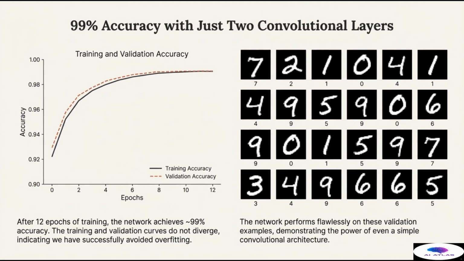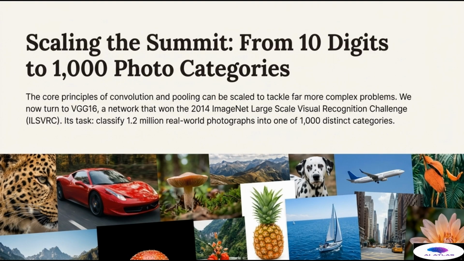But now we must ask, can these core principles, convolution and pooling, be scaled to handle the visual complexity of the real world? Having mastered simple digit recognition, we now transition to the summit of visual classification, real-world photography. The core principles of convolution and pooling are fully scalable, and we move from classifying just 10 simple digits to tackling 1,000 distinct, complex photo categories.